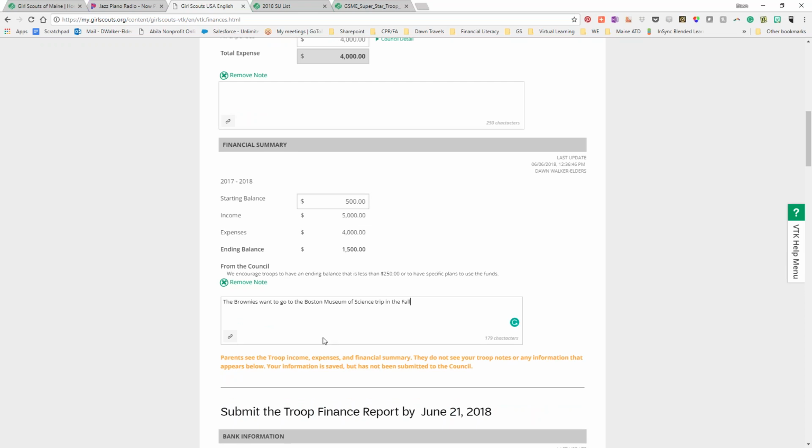Where these are Brownies. I don't even like that they're going to the Boston Museum of Science, but I'm not here to judge. I'm just saying.